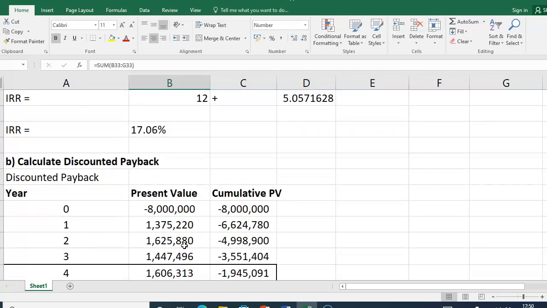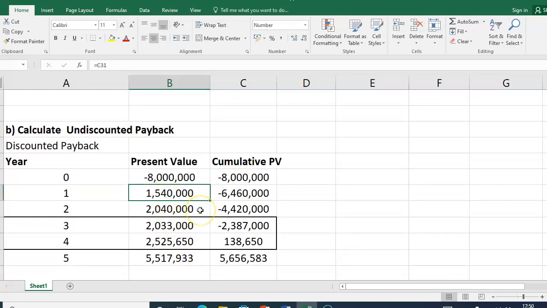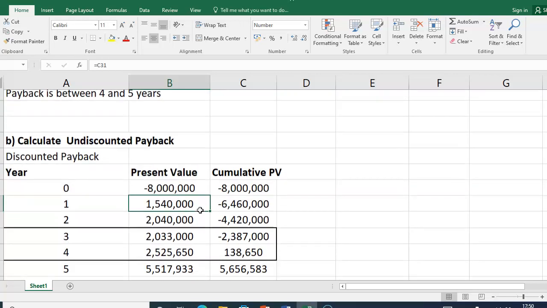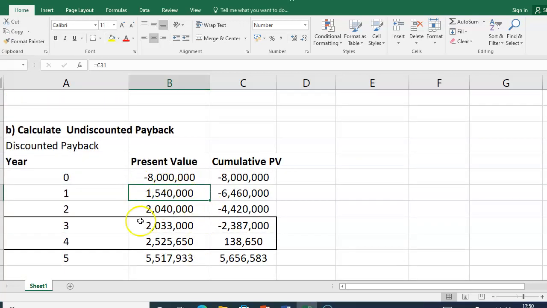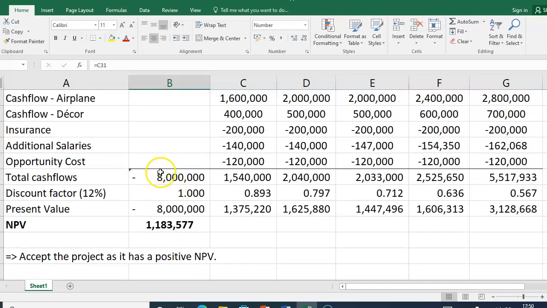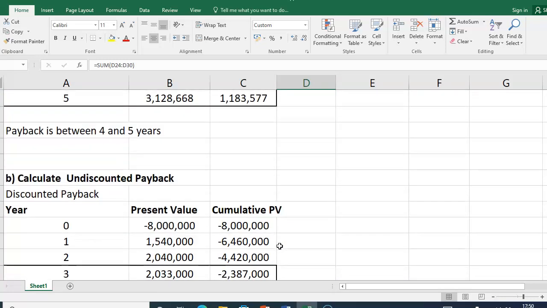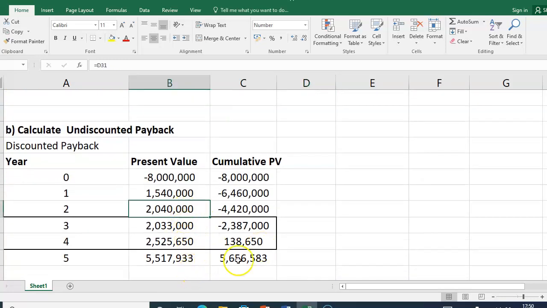We're now going to do the undiscounted payback. I've pre-populated these for the purposes of the video. Where are my cash flows coming from? Say year one, it's 1,540,000. If I go back up to my NPV, it's the cash flows before discounting. Year one is 2,040,000, and so on and so forth.